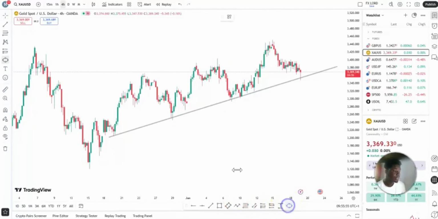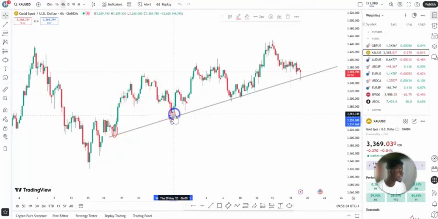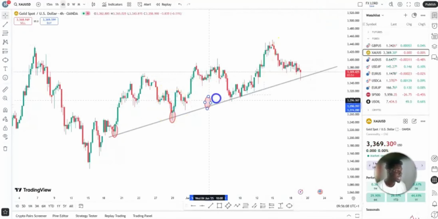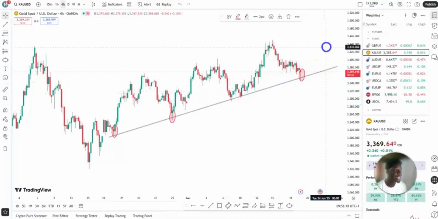This is the first time XAUSD came into this price level, and the second time it came into the trend line again. Now the market came into this trend line again. This is the third time, this is the fourth time, this is the fifth time. Now this is the sixth time right here.